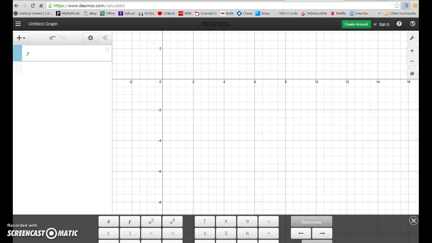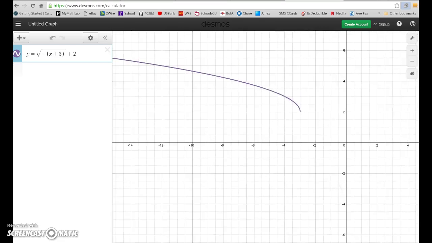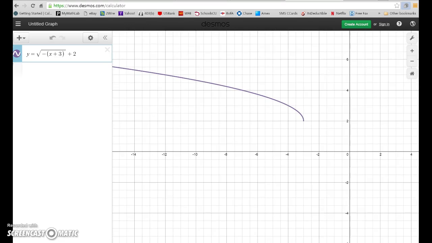So I'm going to have y equals the square root of, inside the square root I'm going to have a negative, and then parentheses, x plus 3, and then after the square root I'm going to have plus 2 to get it to go up 2. So we see that the graph is beginning at negative 3, 2, and the upper half of the parabolic arm.